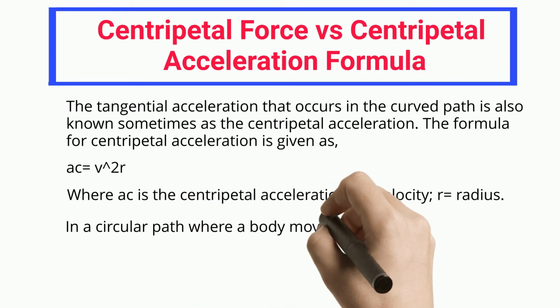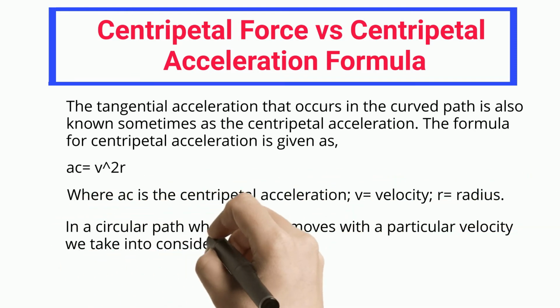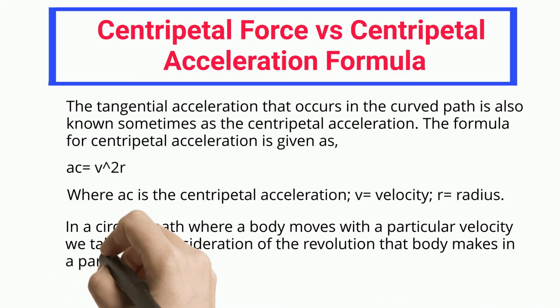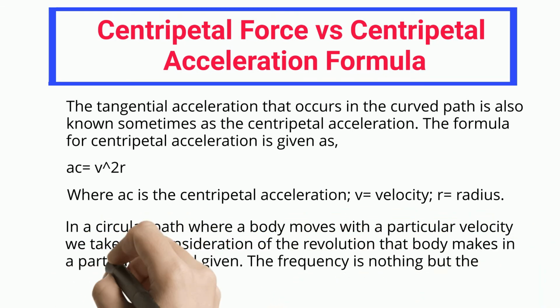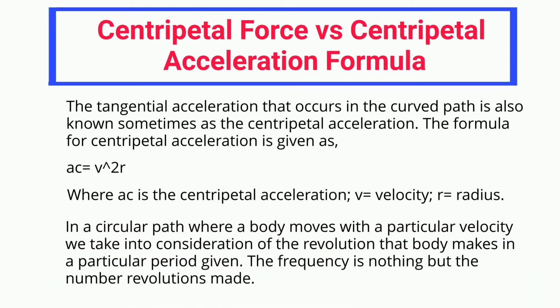In a circular path where a body moves with a particular velocity, we take into consideration the revolutions that body makes in a particular period. The frequency is nothing but the number of revolutions made.